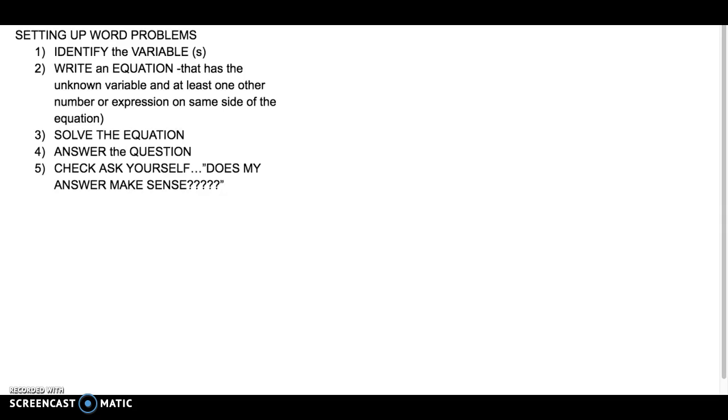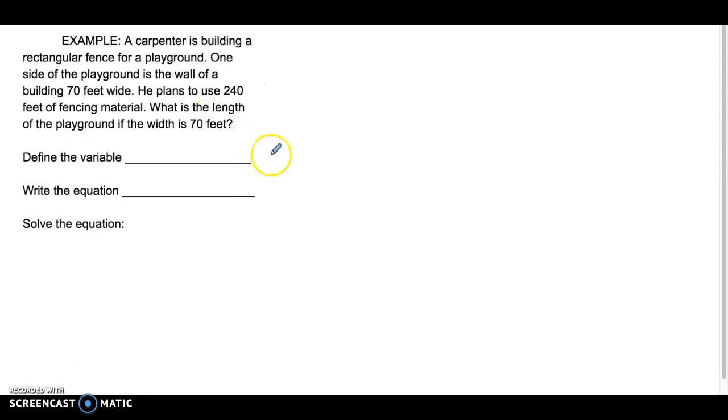Two more slides. Just making sure you follow these instructions when setting up a word problem. You have to identify the variable. I'm more interested in you being able to set it up than actually solving it. So if you can't set it up, you've got to go back and slow your thinking down. Then you have to write the equation, and that means your unknown variable is with another number on one side of the equation. Then you're going to solve the equation, answer the question, and check yourself. Does your answer make sense?